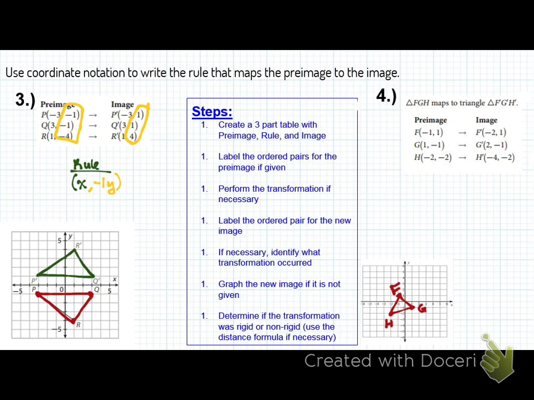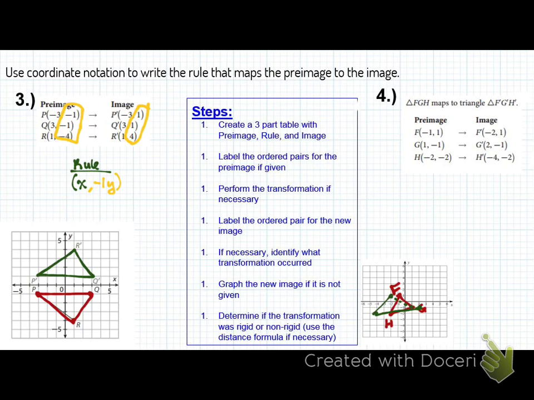Okay, so the next one is F prime is -2, 1. And then we got 2, -1 for G prime. And then we got -4, -2. Okay, so turn to your group, tell them what's going on here. Okay, and what's the rule? What's happening? Okay, go.